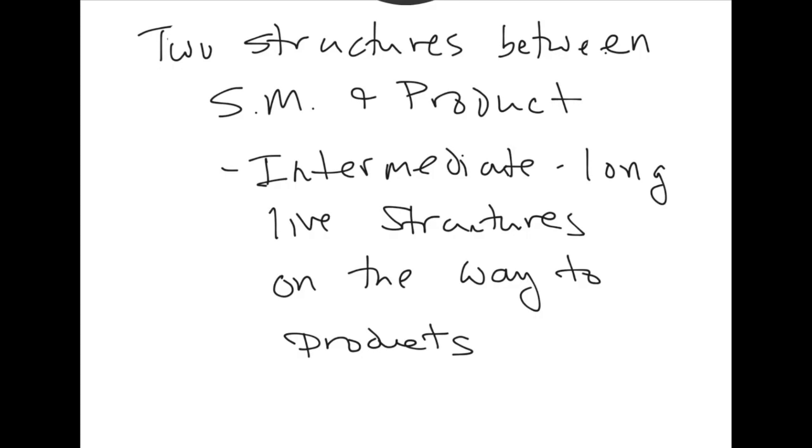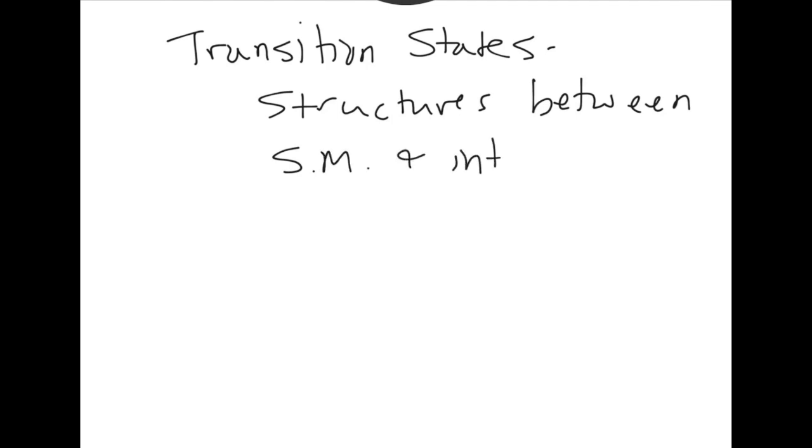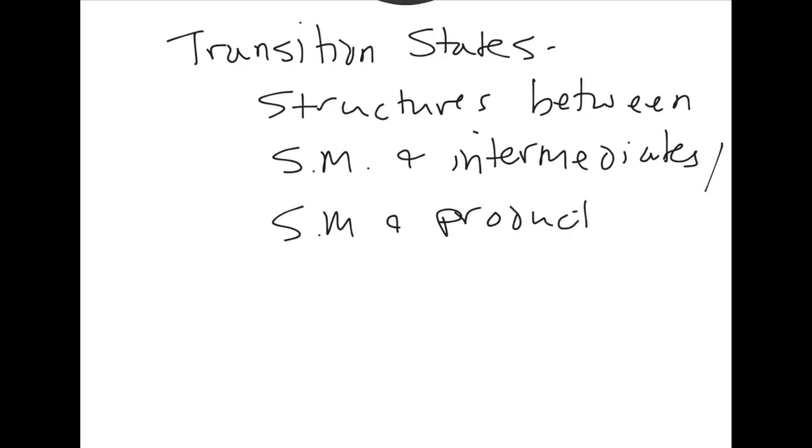And the other things are called transition states. Transition states are structures between starting materials and intermediates, or starting materials and products. They are short-lived.